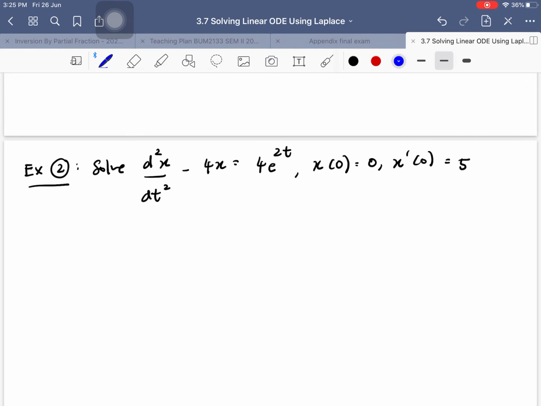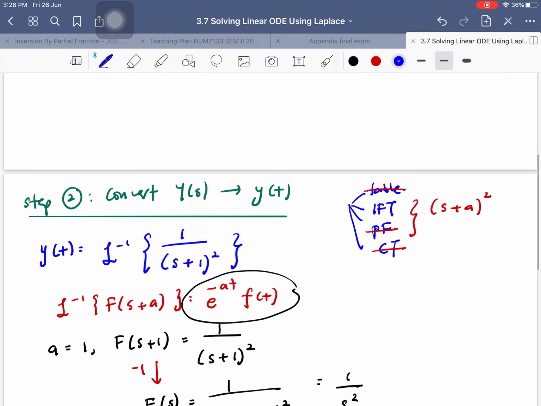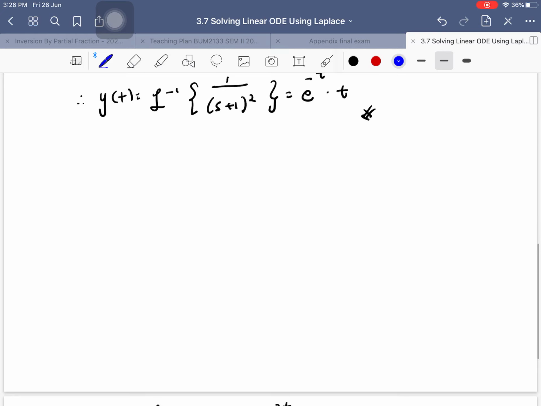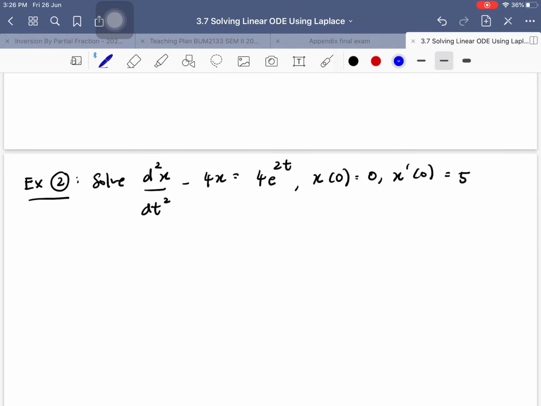Okay, for the second example, let's make it a little bit more complicated. Previously we had a first order differential equation, so that's why it was kind of short. This is considered short for solving a linear equation using Laplace. For the second one, let's have a look at something that is more complicated.